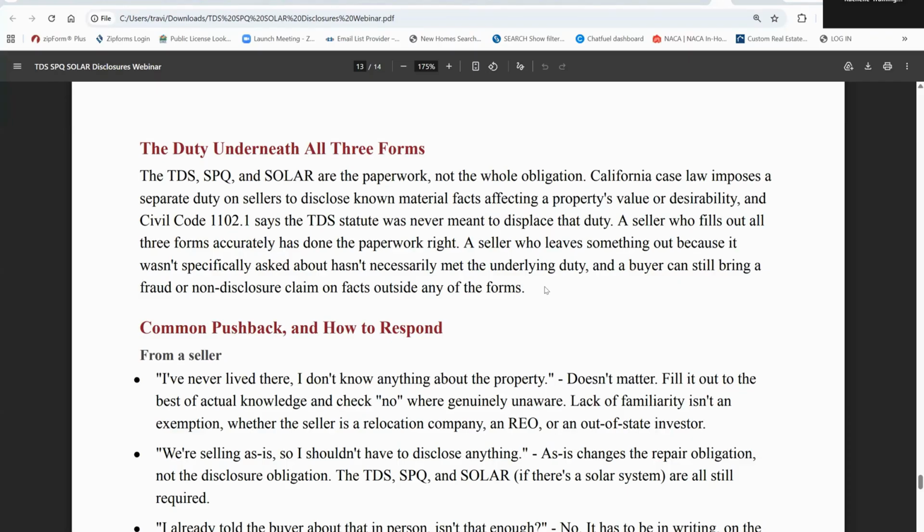So when you're running through those forms, there is a section that says, are you aware of any other known defects or material facts that need to be disclosed? And that's what they're referring to there. So just because it's not asked about doesn't mean it doesn't need to be disclosed.